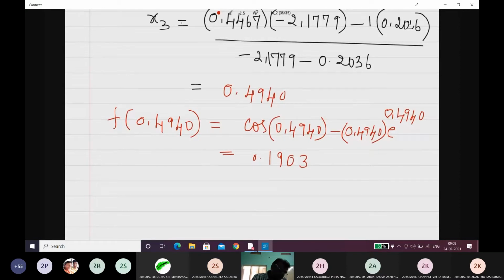Anyone? Cos of 0.4940 minus 0.4940 into shift ln of 0.4940. Is it correct? Yes, sir.